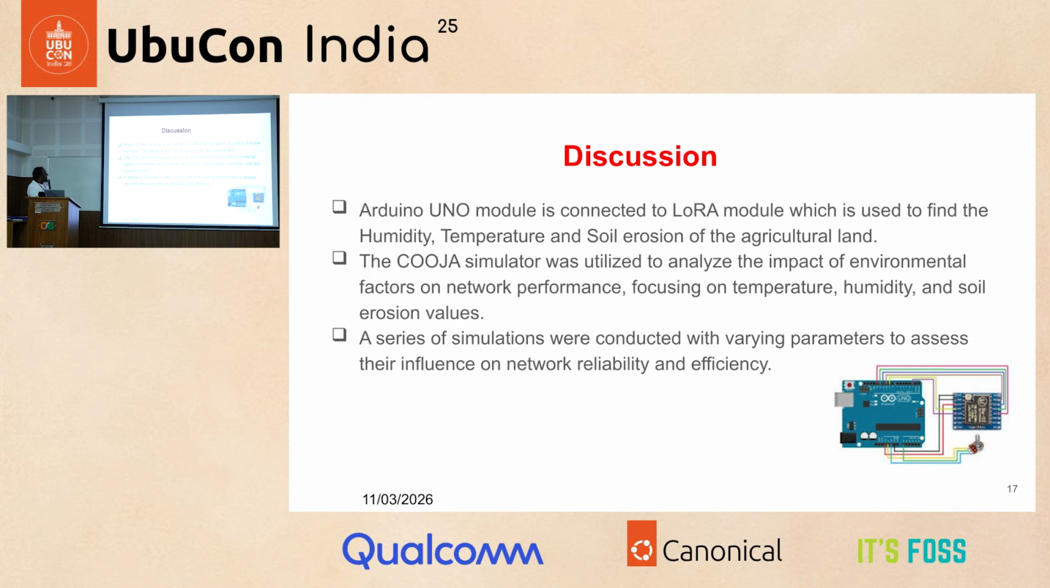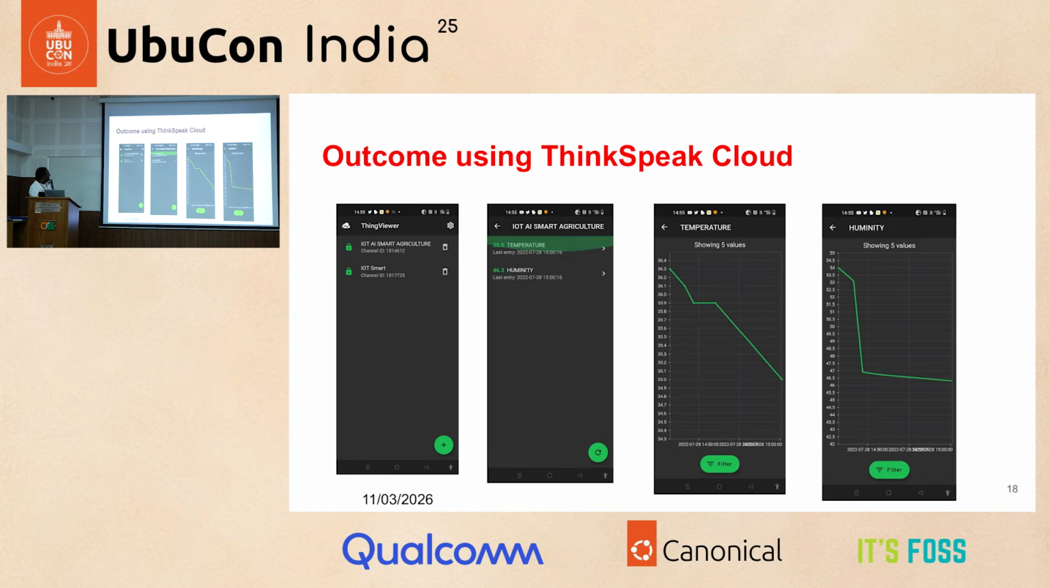So this is my LoRa device. I have connected an Arduino Uno module, which has some temperature sensors also. I have connected this connection to my LoRa, so I can operate the LoRa from my home. With the Arduino Uno and LoRa modules, I can find the humidity, temperature, and soil elevation of the agricultural land. I can simulate this using the COOJA simulator, do a series of simulations, and see the output conditions using ThingSpeak Cloud.